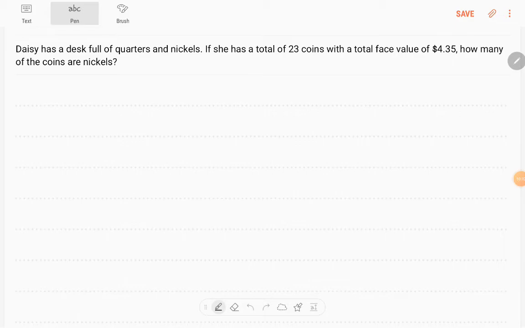In this example, Daisy has a desk full of quarters and nickels. If she has a total of 23 coins with a total face value of $4.35, how many of the coins are nickels? Okay. So here, if we assume that we have X quarters, and we have Y nickels.